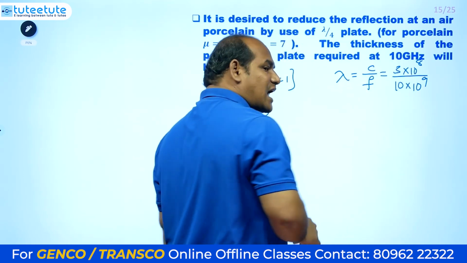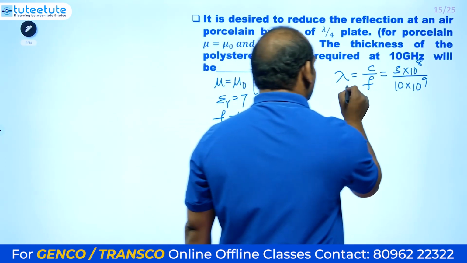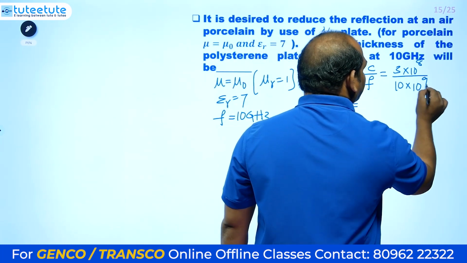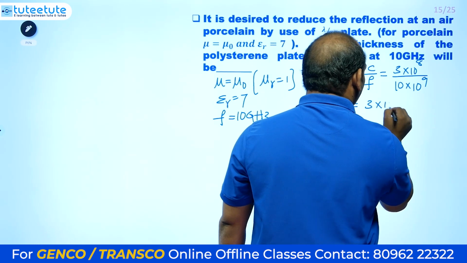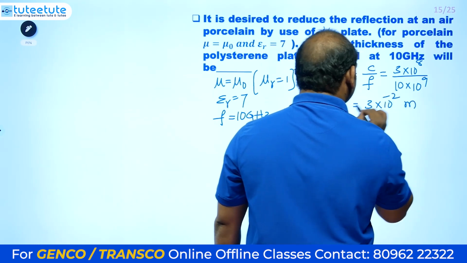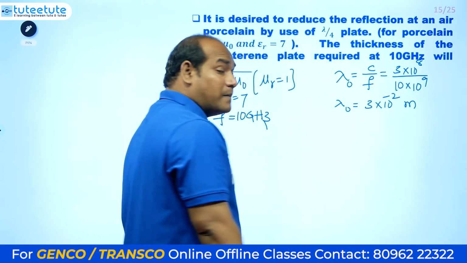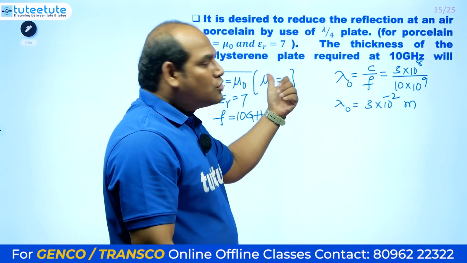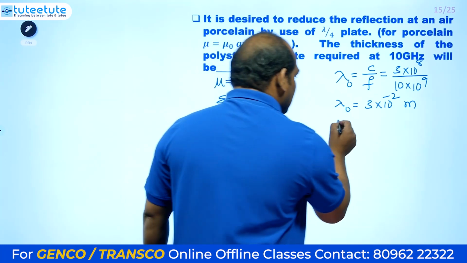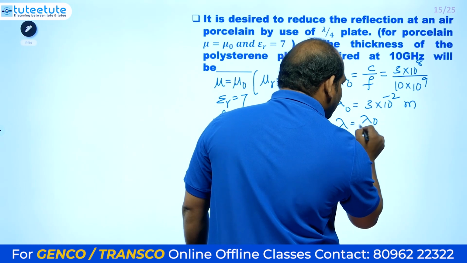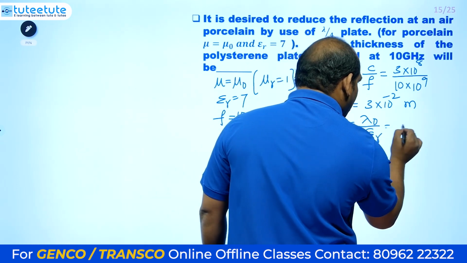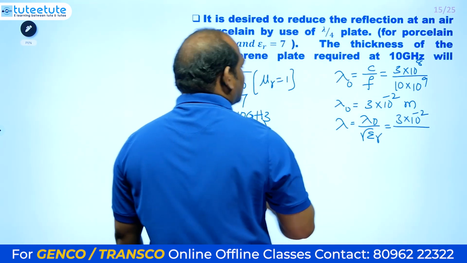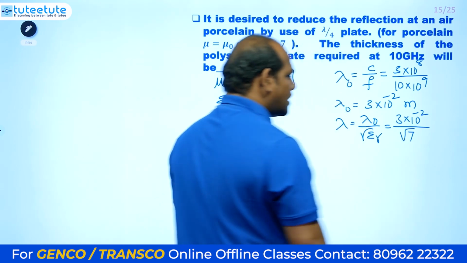But this formula is valid for free space, so I am representing it with lambda naught. So how much will we get? It is 10 power 10; if it is going to the numerator, 3 into 10 power minus 2 meters. In meters we have calculated. But this lambda we have to calculate in the material they have given, so this lambda will be changed. In the material the lambda is given by lambda naught by root of epsilon r. That means 3 into 10 power minus 2 by root epsilon r, that means root 7. So this is what we have to apply.